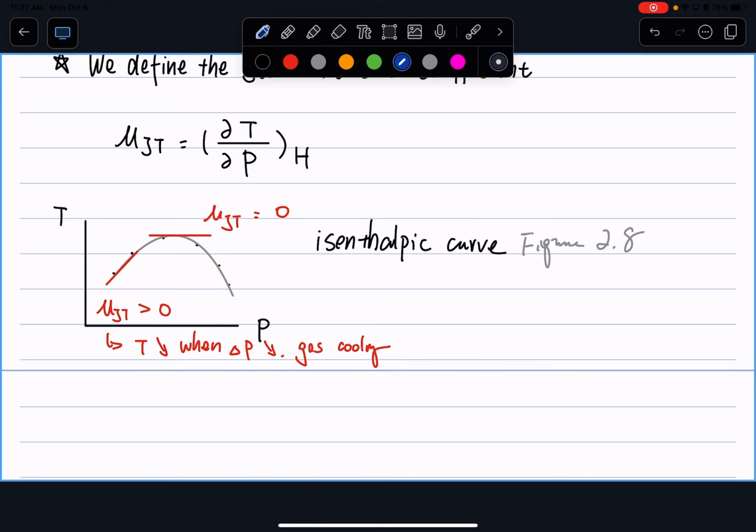And similarly, you get a different relationship. At some different point, you have mu JT smaller than 0. That means your gas is being warmed up.